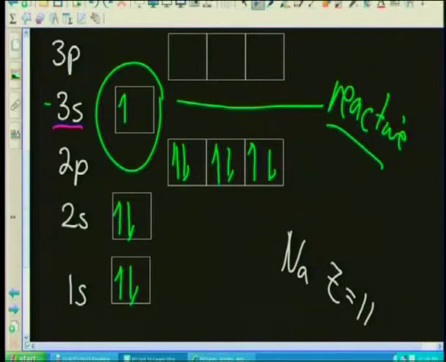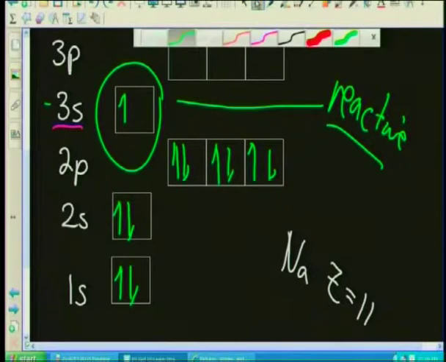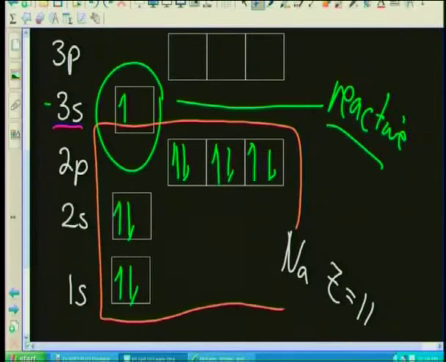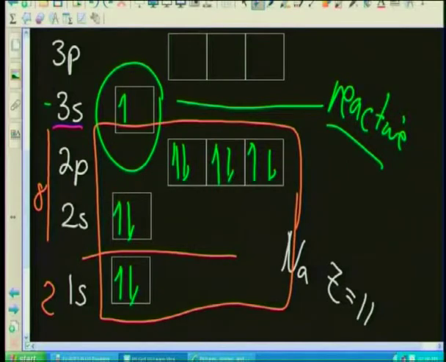What the atom would prefer to have is a complete energy level. Can you see? This 1s is full, the first energy level's full, the second energy level has 2 in it, this one's got 8 in it. They're happy, they're full. Even if we got 8 in the third, it would be happy, it would be stable.